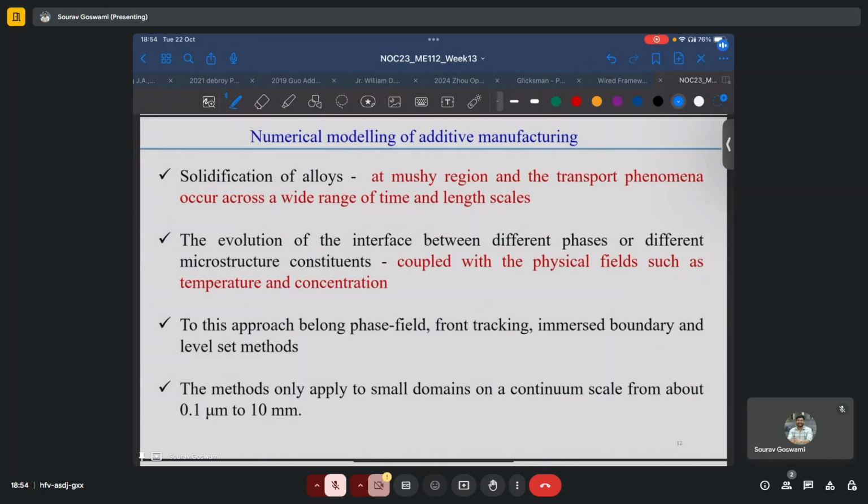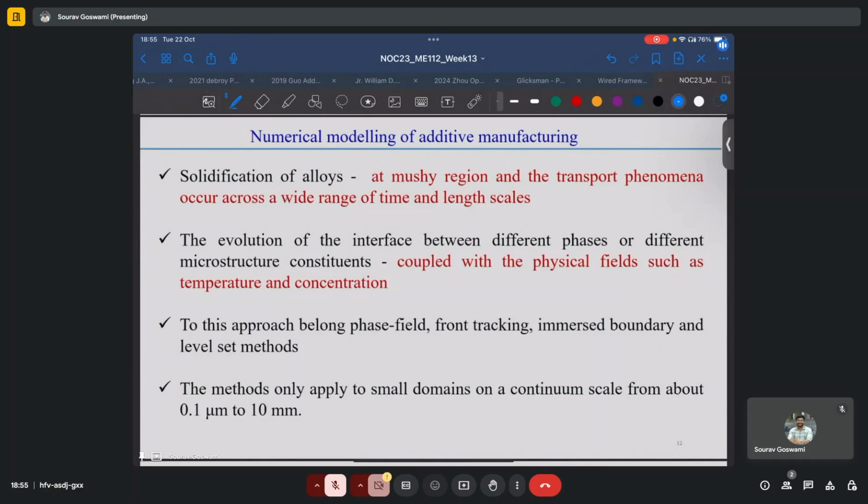The evolution of the interface between different phases or different microstructure constituents, coupled with physical fields such as temperature and concentration, and certain approaches are named here. They can be phase field approach, front tracking approach, immersed boundary method, and level set methods. And these methods typically only apply to small domains on a continuum scale from about 0.1 micron to 10 mm. 10 mm indeed is very large when you're talking about these processes. Typically, they'll be in the micrometer range only.